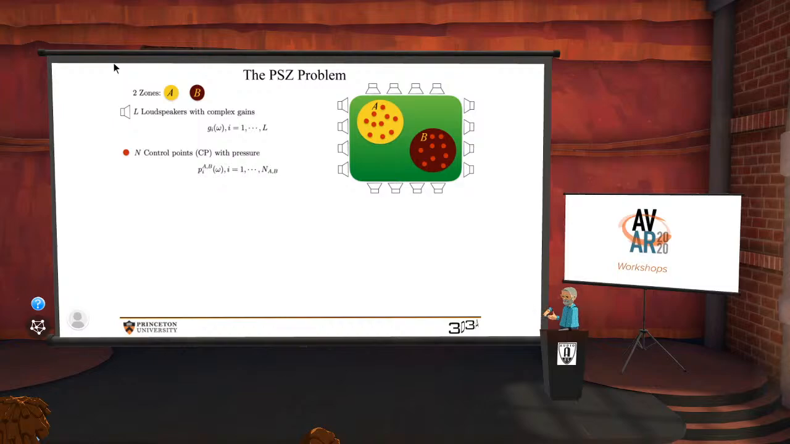So the control points are specified by pressure. We can talk about a pressure vector for zone A and zone B, also frequency dependent. It goes from 1 to N sub A or N sub B, depending on whether you are in zone A or zone B. N is the number of control points. So now we have capital L, the number of speakers, and N sub A or N sub B, the number of control points, these red dots that you see.